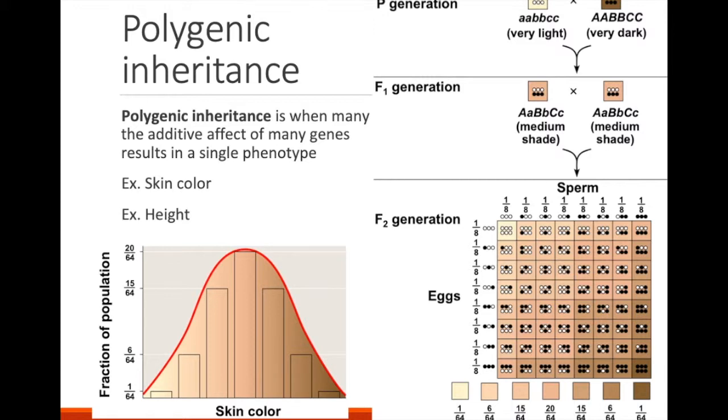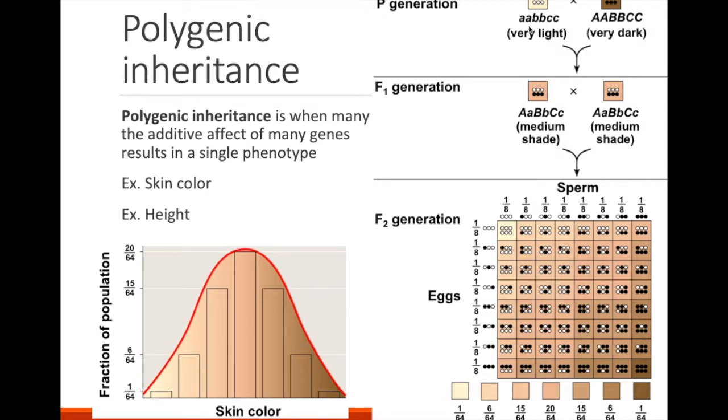So polygenic inheritance is kind of the opposite of the last one, pleiotropy. Poly means many. So polygenic inheritance is when many genes add up to result in one single phenotype. Some examples of this in humans are skin color and height.